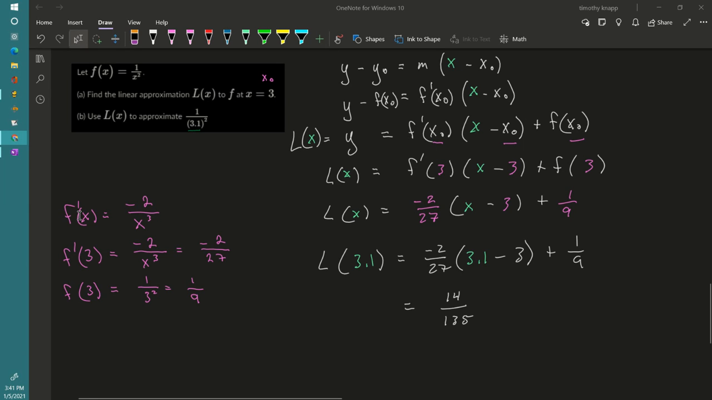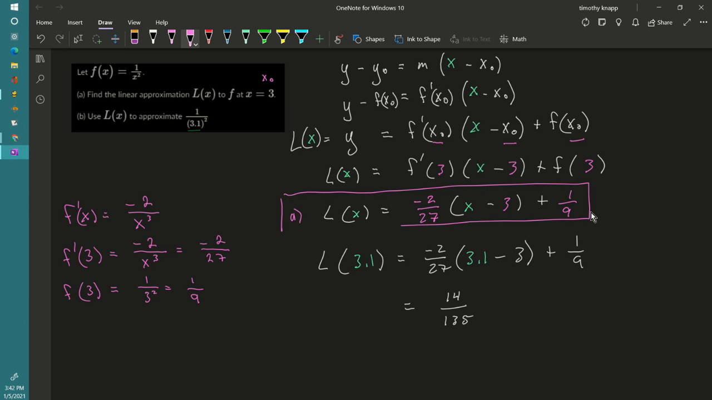Over here, I figured out all of those things. Here's f prime, by the way. Here's f prime of 3, and here's f of 3. So these numbers, 1/9, negative, they get placed here. This is f prime of 3. Why my 1/9 gets there, and there's my 3. Now, this is my linear approximation. As a matter of fact, this is the answer to part A. So if you were to take an AP exam, you would write this as the answer to part A, okay? It says find the linear approximation.